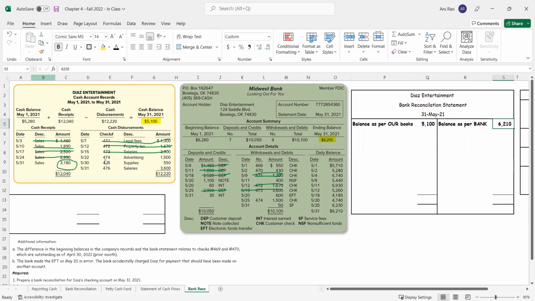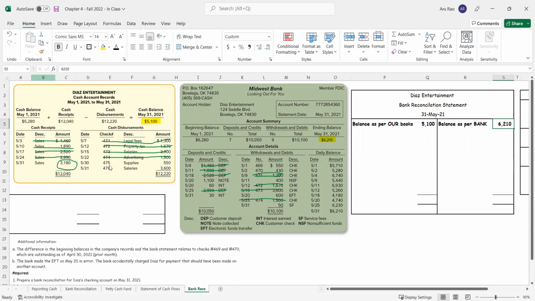And then I have 474 is advertising, 1,500. Well, that's there too, 474, 1,500. Okay. So now all of these checks that I've cleared, I've drawn a line across them, which means I do not need to worry about them.